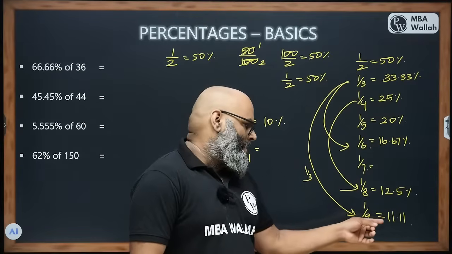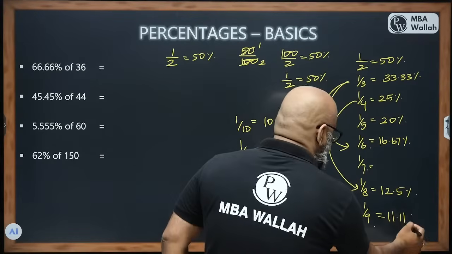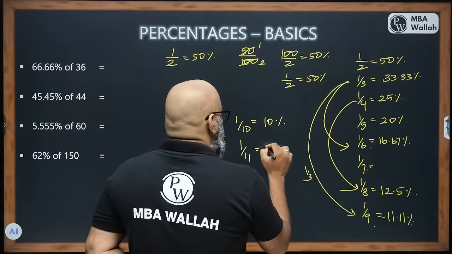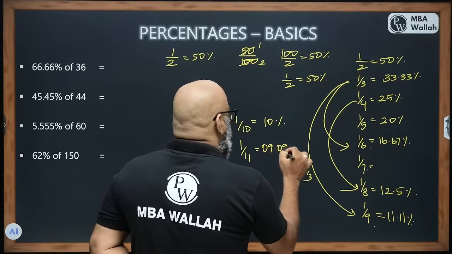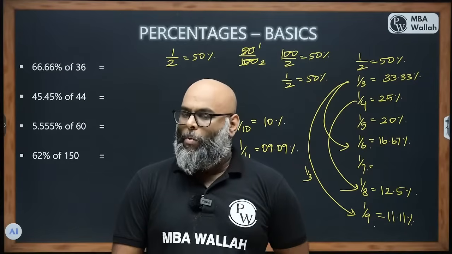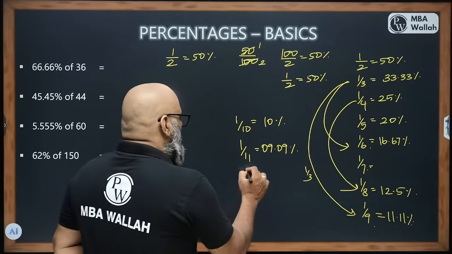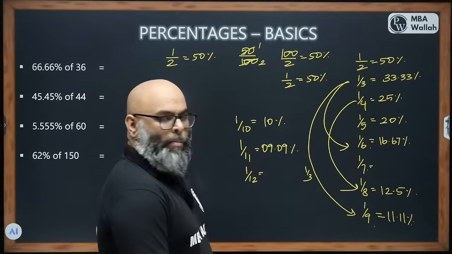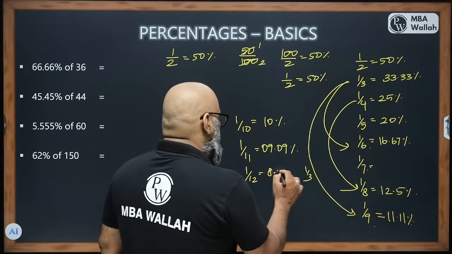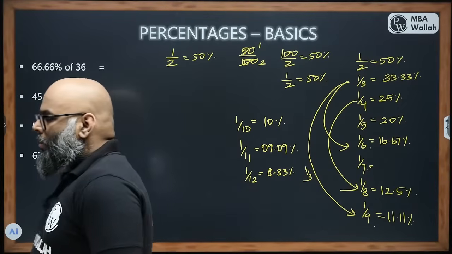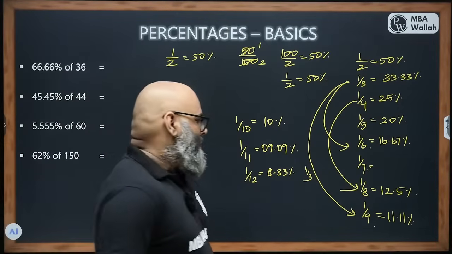1 by 9 is 11.11%. 1 by 11 is 09.09%. 09.090909 will be 1 by 11. 1 by 12, again half of 1/6 is 1 by 12, which will bring it to 8.33%. Right. So what is 1 by 7?